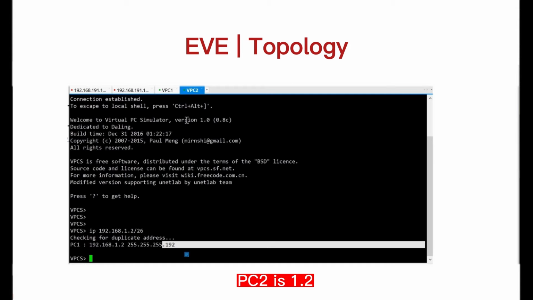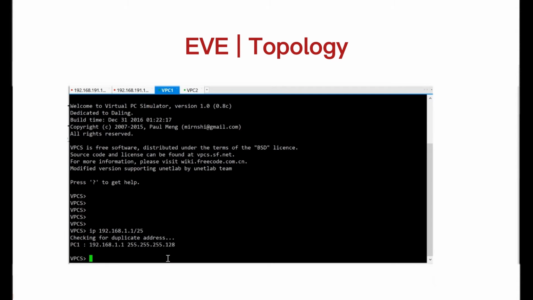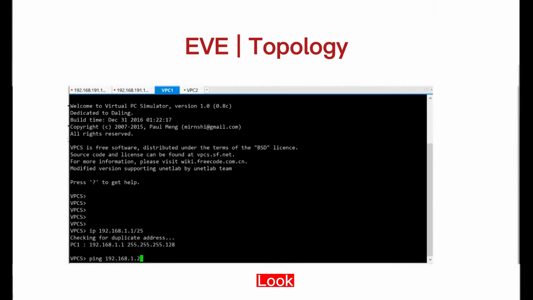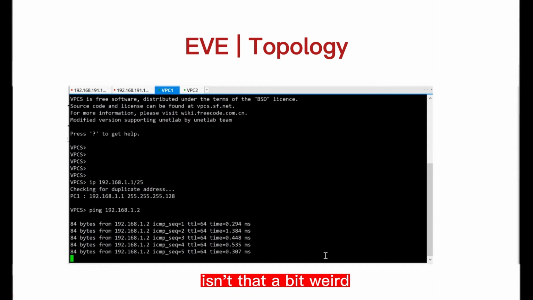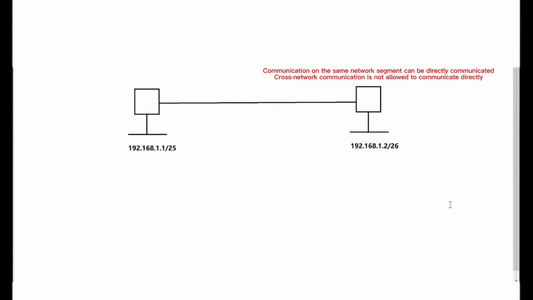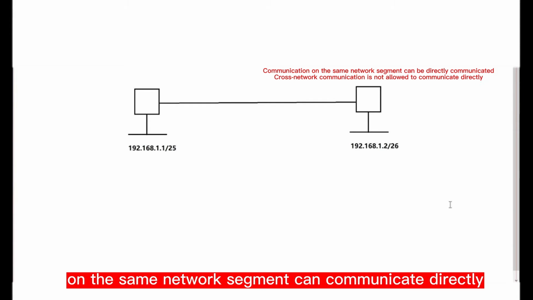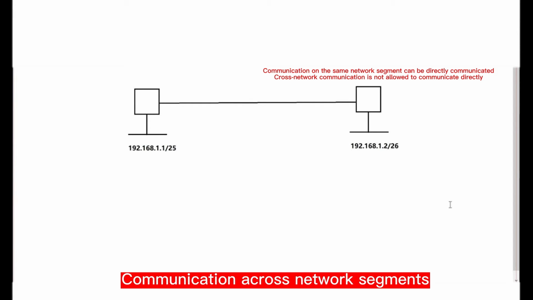PC1 is 1.1, the mask is 128. PC2 is 1.2, the mask is 192. It seems the two of them are not on the same network segment. Let's ping to see if they can pass. Look, they pass. Isn't that a bit weird? Why does it work? We said before that communication on the same network segment can communicate directly.